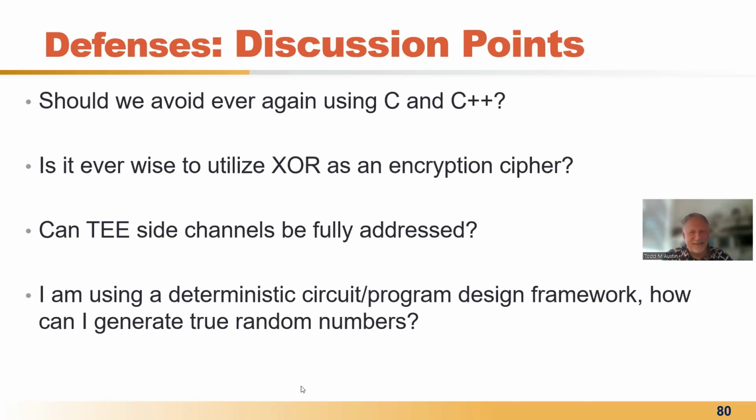Okay, and then the last question. I'm using a deterministic circuit program framework. How can I generate true random numbers? This is a really interesting question. I've run into this problem myself. If you use FPGAs in the cloud, they do not allow any non-deterministic execution of logic in the cloud.